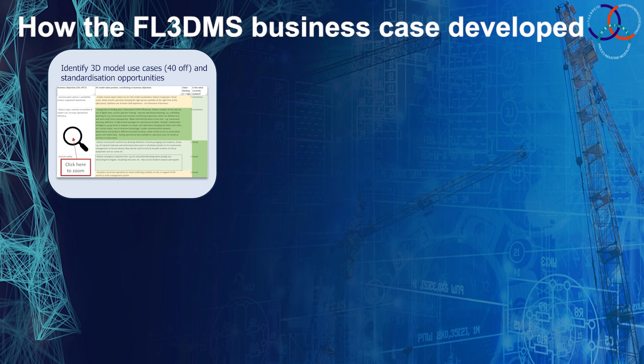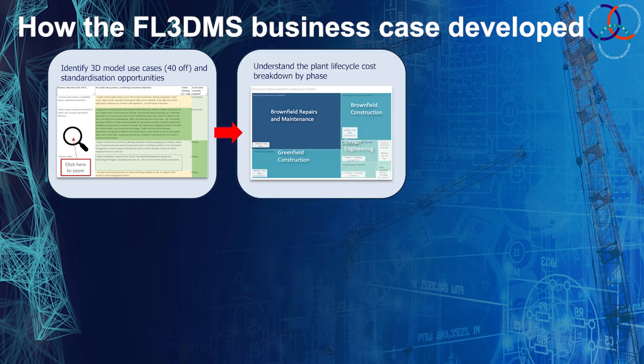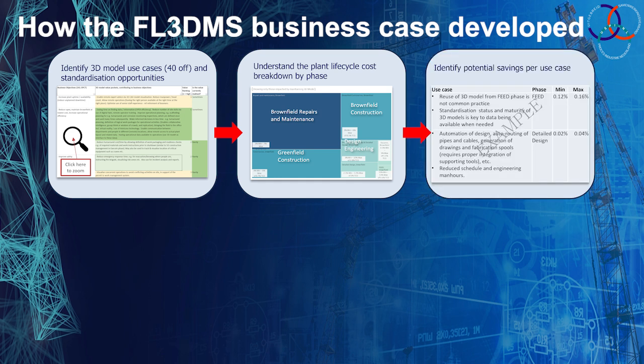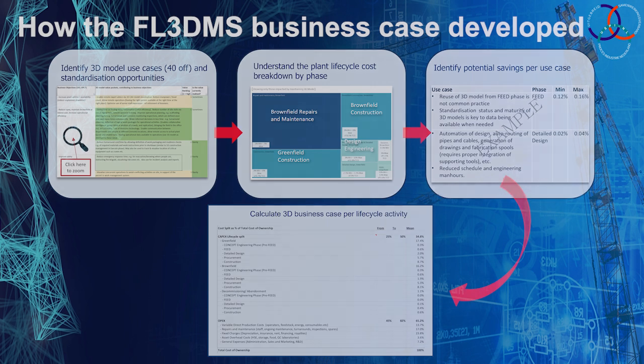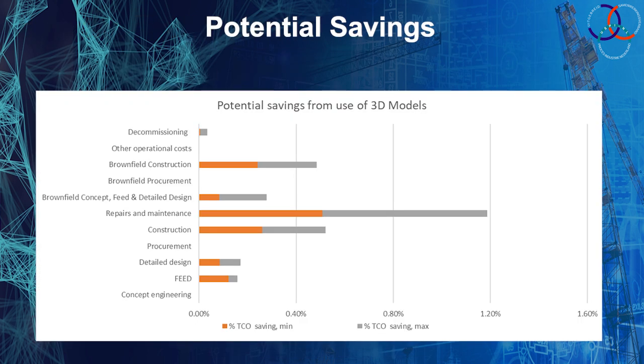Industry standardization of 3D model development and associated data can reduce the cost of design and construction activities. Keeping facility 3D models as built over the asset lifecycle can significantly reduce repairs, maintenance, and brownfield engineering costs. Operating expenses and brownfield projects represent 2/3 of the total cost of ownership over the asset lifecycle. 3D models can help reduce these costs significantly.